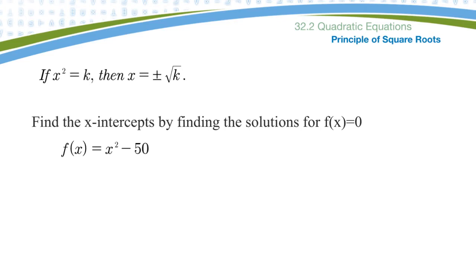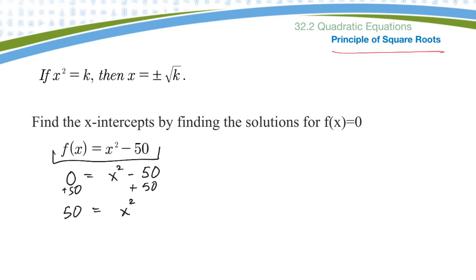But this one, to use a principle of square roots, what you need to have is the square of something on one side and just a plain number on the other side. And if you do that, then you can use the principle of square roots. So this one, let's find the x-intercept of this function. We do that by setting f of x equal to 0. So we want to know when y is equal to 0. And then I'm going to add 50 to both sides. So I get 50 is equal to x squared.